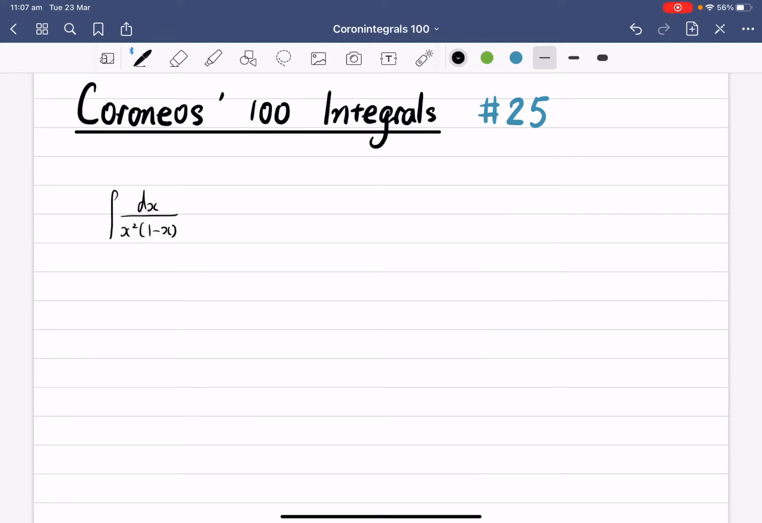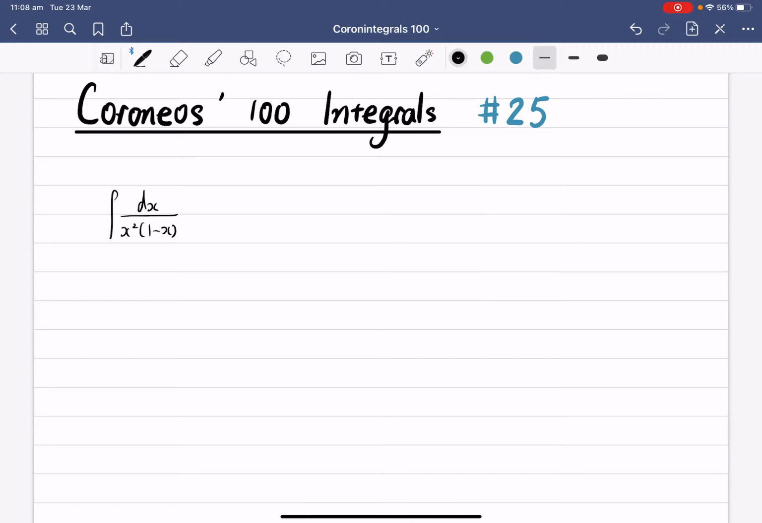Okay, Coroneos 100 integrals, number 25. So this time we need to integrate dx over x squared multiplied by 1 minus x. If you pay attention to the denominator, we've got several factors. We've got x squared, we've got 1 minus x.